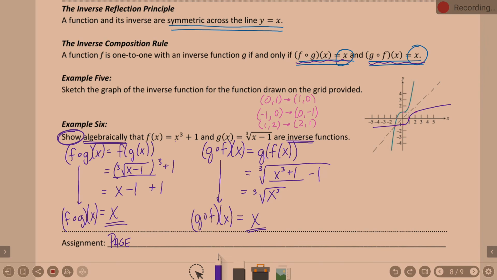Page 122, 1 through 6, 9 through 12, 14 through 22 evens. I don't remember exactly what it means on that, but I wrote no domains. So they must be asking something about domains, and I'm saying forget that. And then 23 to 29.